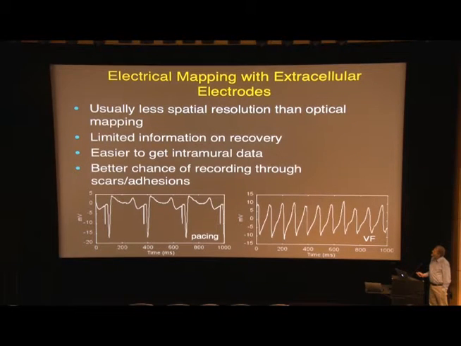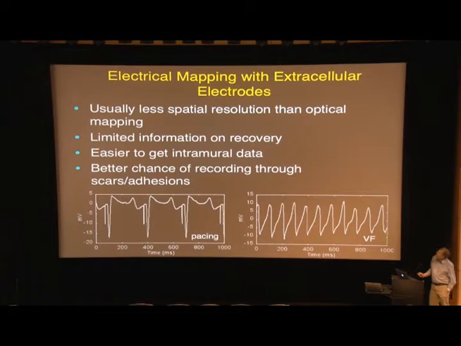With optical mapping, you get high spatial resolution. You can see membrane potential. But if you have a heart, say, that has had a previous open chest procedure, or you've put a patch on it or given it cells, there's a good chance you're going to have a lot of scarring and adhesions on the tissue, which makes it hard to map optically.